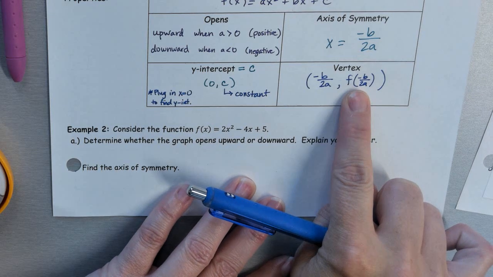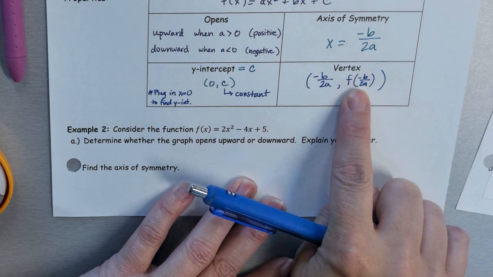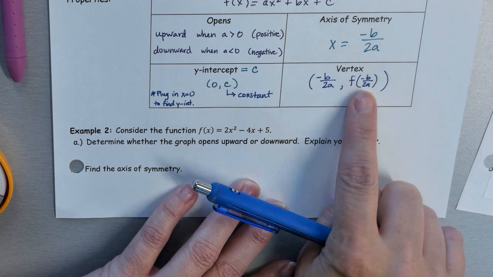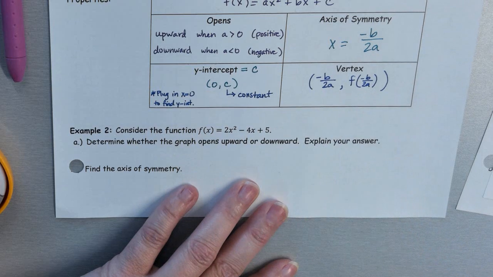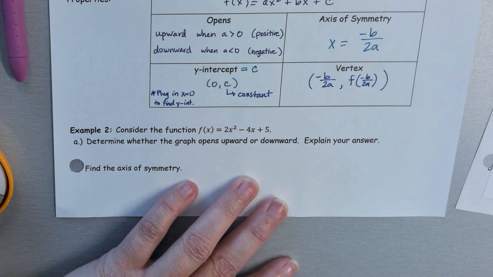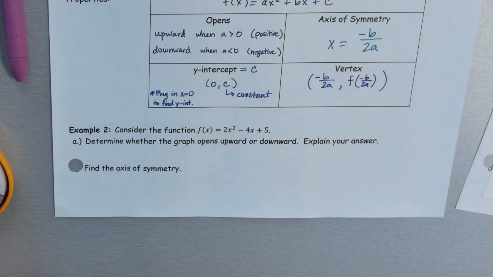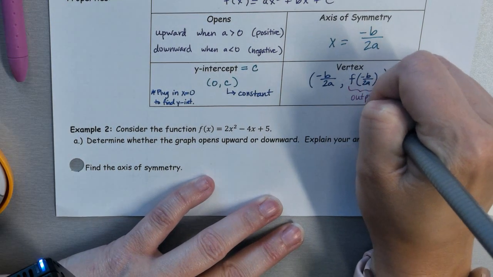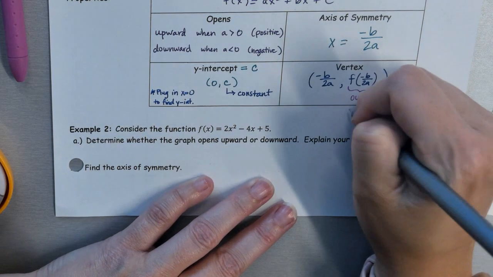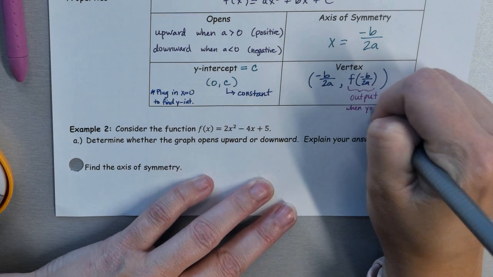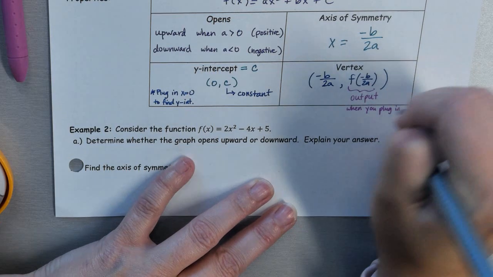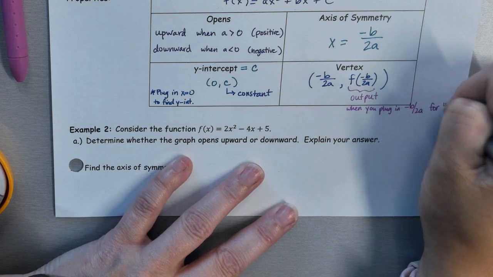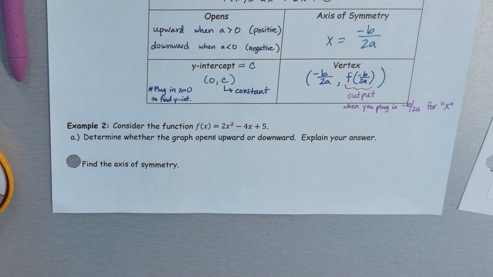Okay, so this is the notation that they use in the book. So like looking at that, we might get scared because there's a lot of letters together. But all this means is this is the output when you plug in negative b over 2a for x. Okay, so this notation just means this is the output when you plug in the opposite of b over 2a for your x value. That's all that it means.